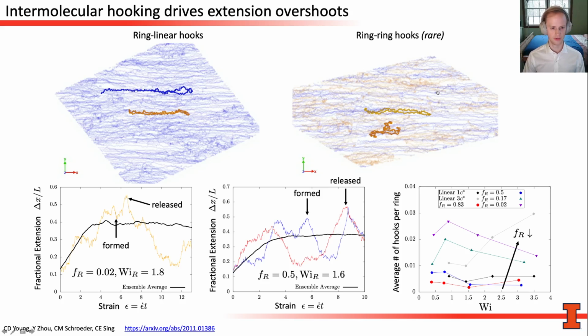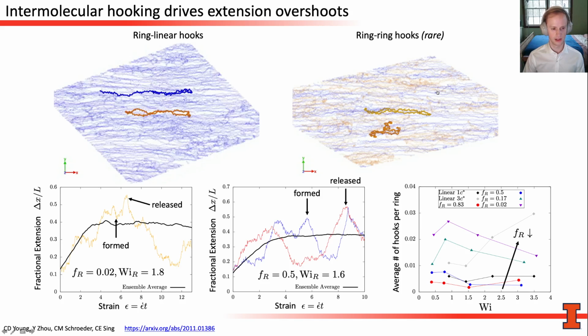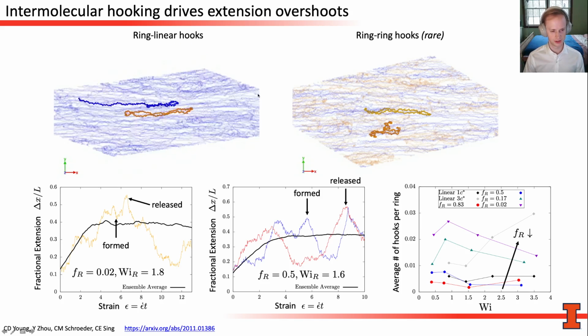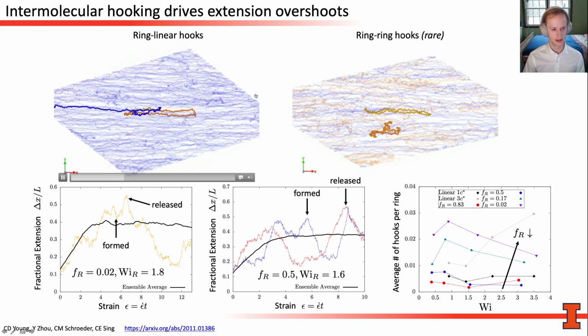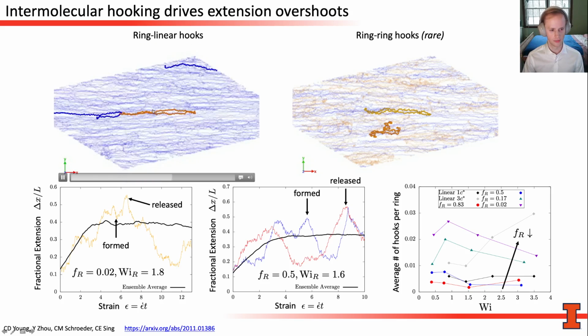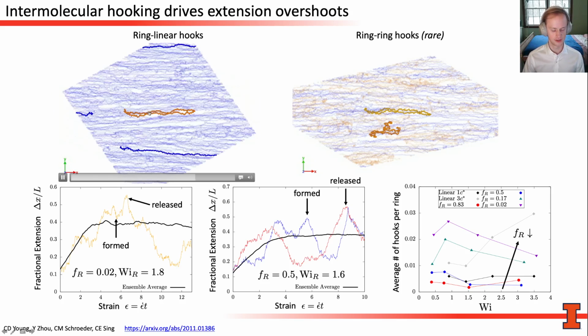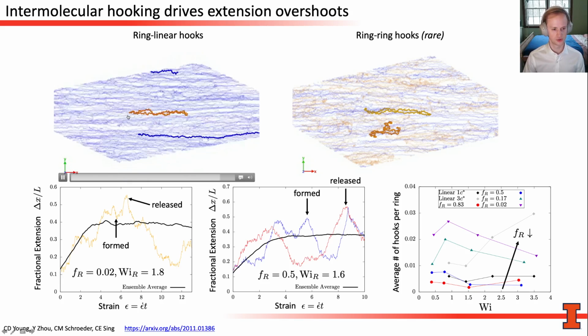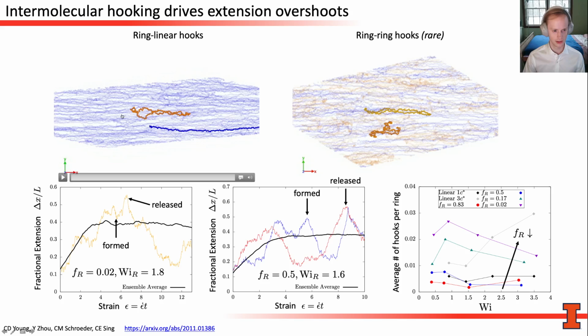Now I'm going to move into some detailed analysis of the molecular simulation trajectories to try and explain some of these unique dynamics we observe. So starting with the transient extension overshoots upon startup of flow, we see that generally these are driven by advection of folded or coiled linear polymers into the surface of the ring, such that they form these strong topological intermolecular hookings that significantly deform the ring.